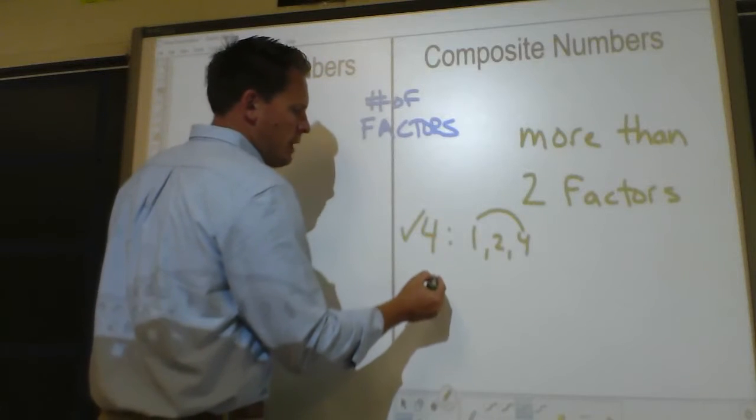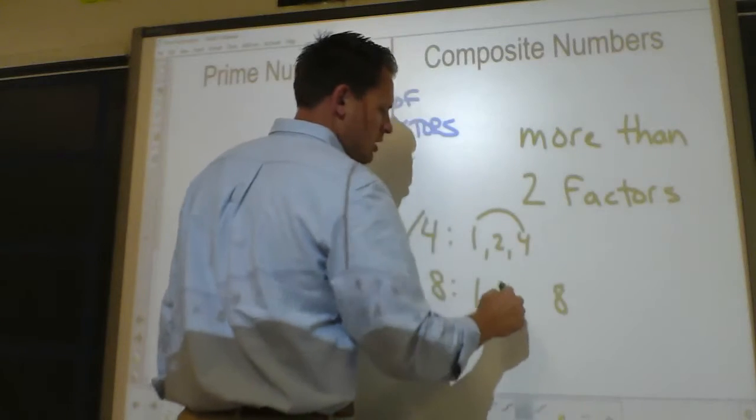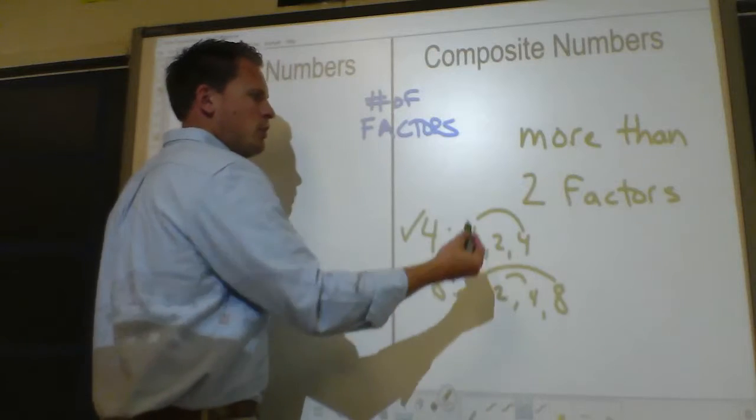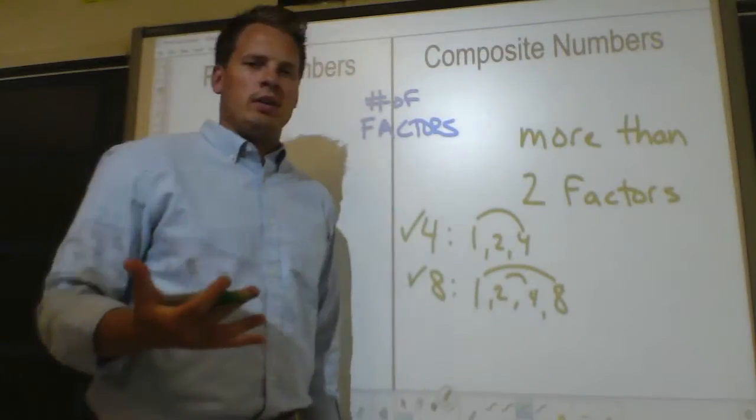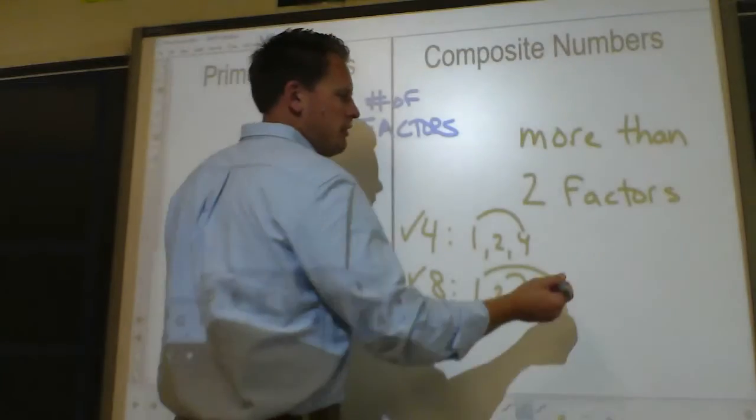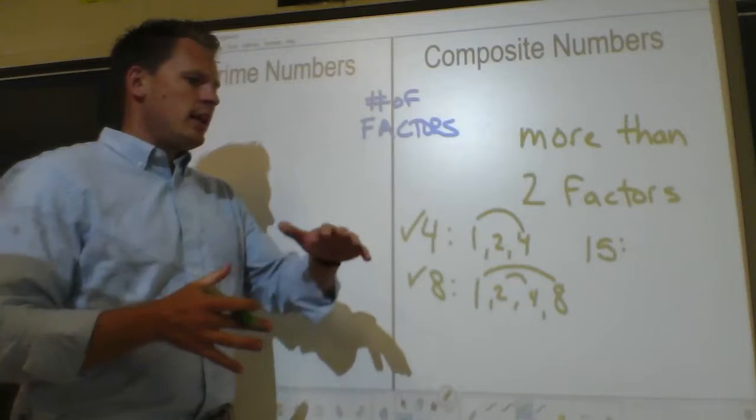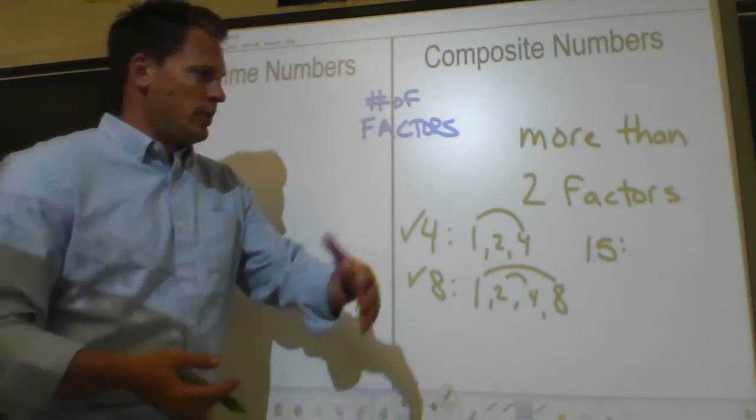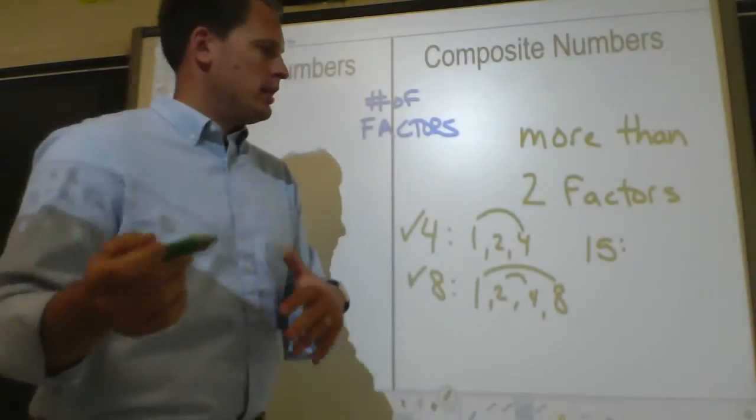All right, let's talk about the number 8. It's 1 times 8, 2 times 4. Again, how many factors? 1, 2, 3, 4. Is that more than 2? Yes. 8 is also a composite number. I'm sure you can think of a lot of composite numbers in your head right now. I know we have 2 even numbers. Let's talk about the number 15. A lot of people will start to think prime and composite as odd and even, and we can't do that because there is one even number that is prime, and there are some odd numbers that are composite.